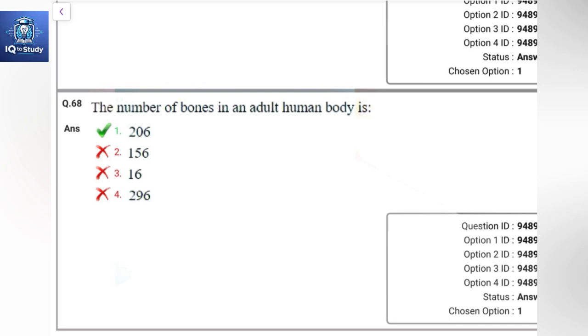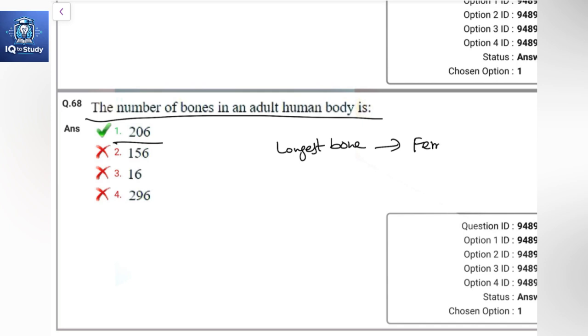The number of bones in adult human body is 206. The adult human skeleton is made up of 206 bones. These include bones of skull, spine, ribs, arms and legs. Longest bone in human body is femur and smallest bone is stapes. It is in the ear.